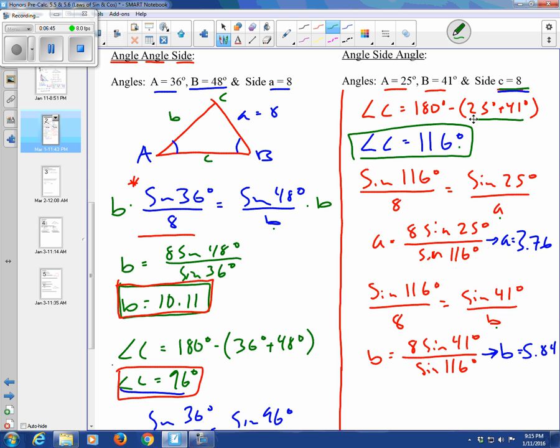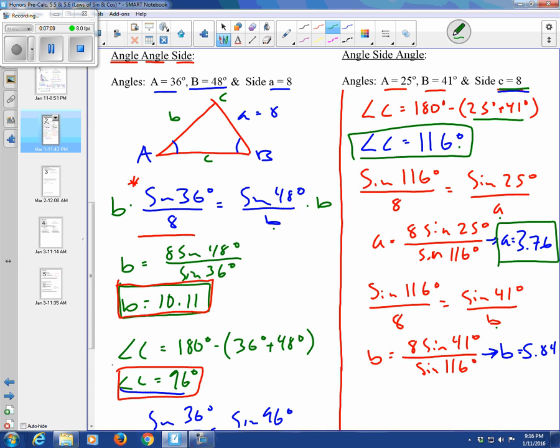Right here, we've got sine of 116 degrees over 8 equals sine of 25 degrees over A. Multiply by A on both sides, then multiply by the reciprocal of sine of 116 degrees over 8, and that gives us A as 8 times sine of 25 over sine of 116, which gives us our side A as being of length 3.76. Then right here we can do the same thing with B.